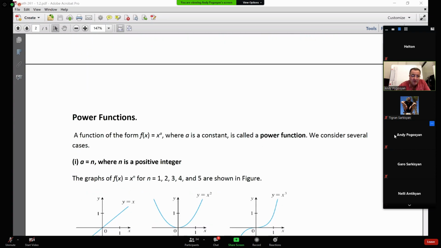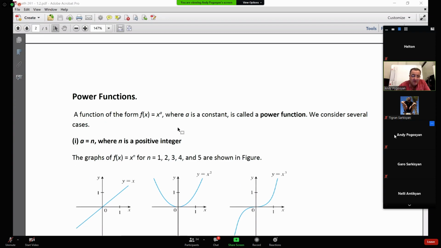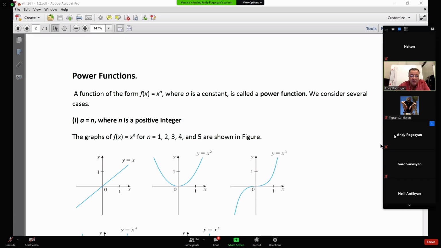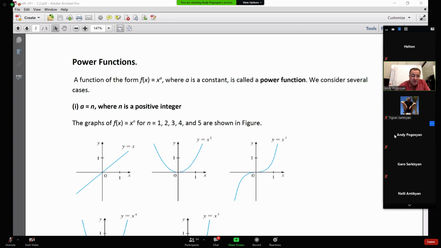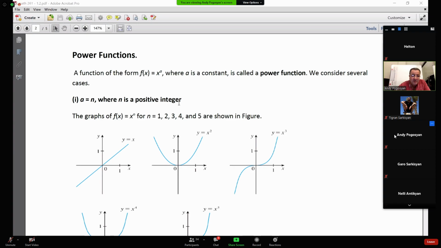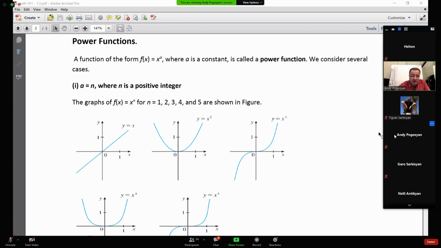Now power functions. A function of the form f of x equals x to the a, where a is a constant, is called a power function. If you notice, this one is a single term. If a is 0, 1, 2, 3, it becomes a monomial, a polynomial with one term, but a can have any real value. There are several cases. For a equals n, a positive integer, we have the line, parabola, and cubic function with one term, just the leading term.